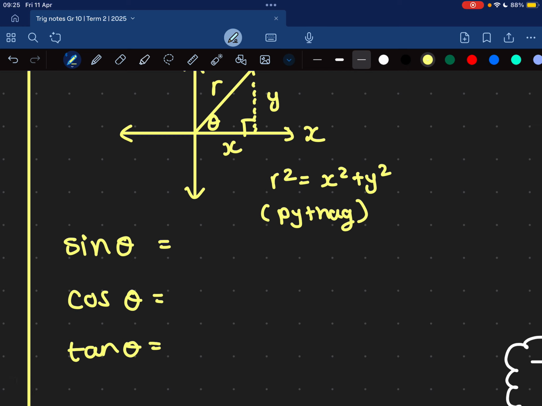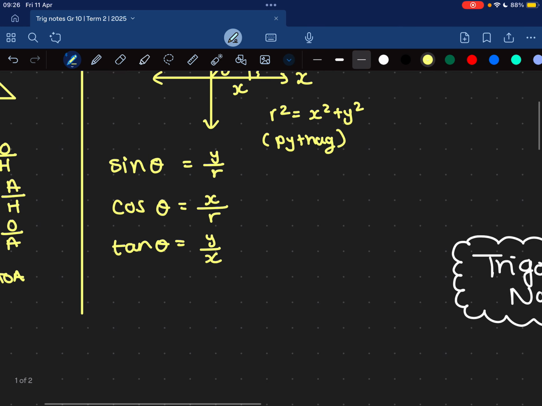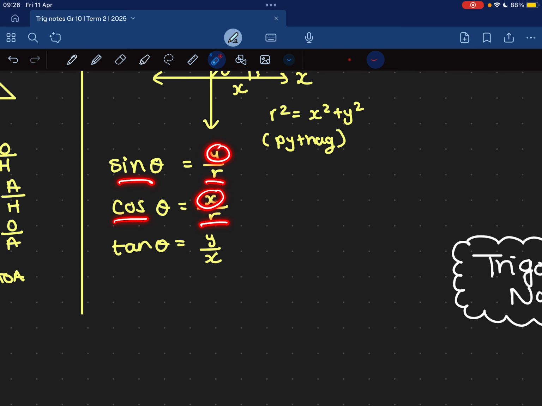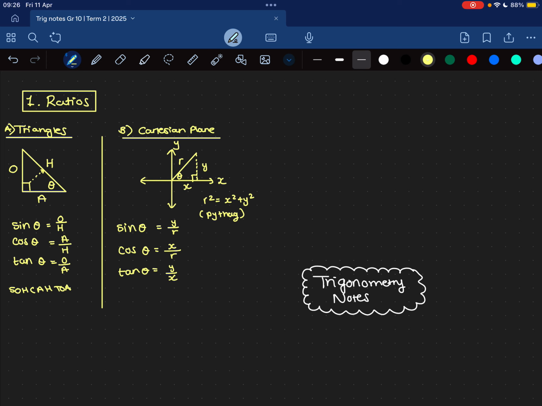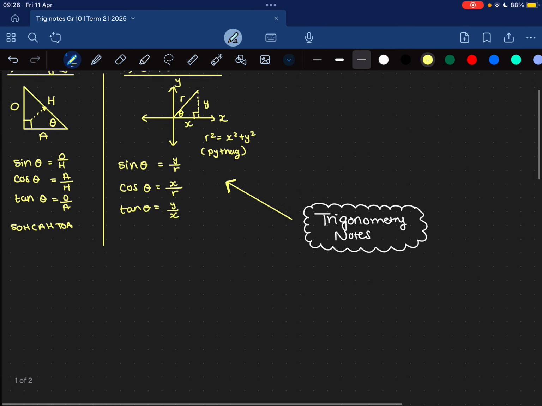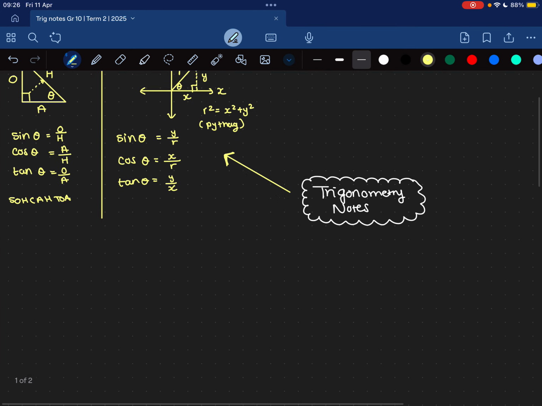So we're going to say opposite over hypotenuse in this case would be y over r. Then adjacent over hypotenuse would be x over r. And the last one, opposite over adjacent, would be y over x. Okay, another way to remember it is, like we said, the sine your rear, cos x rays, tans your exterior. It's up to you how you are going to remember it, but like I said, these are the most important ratios that you need to learn throughout the entire trig section.